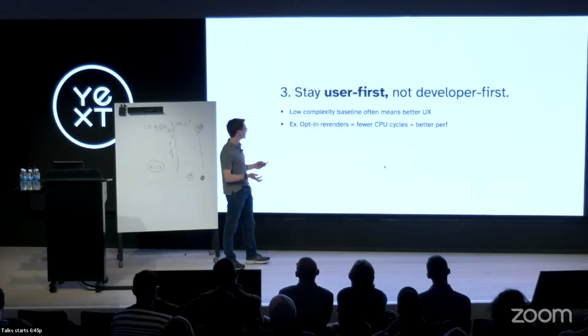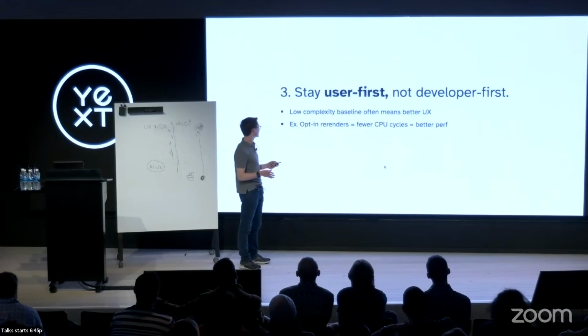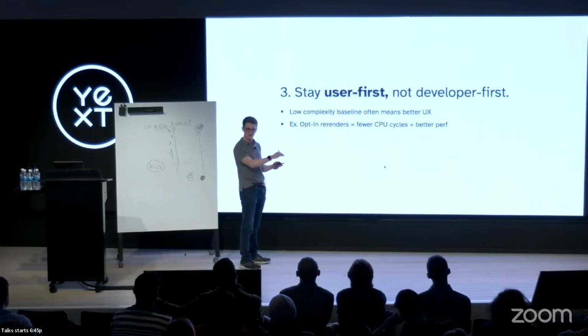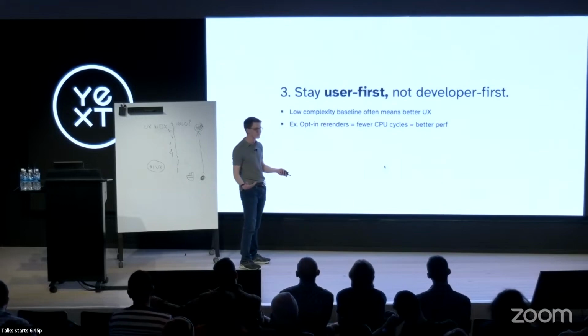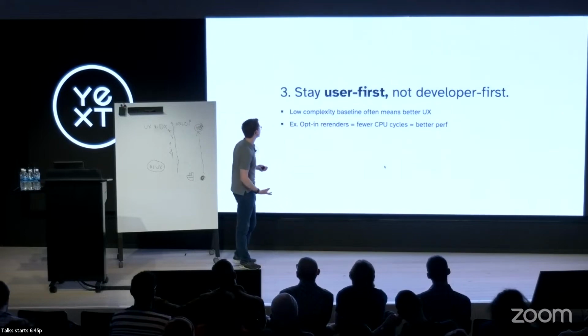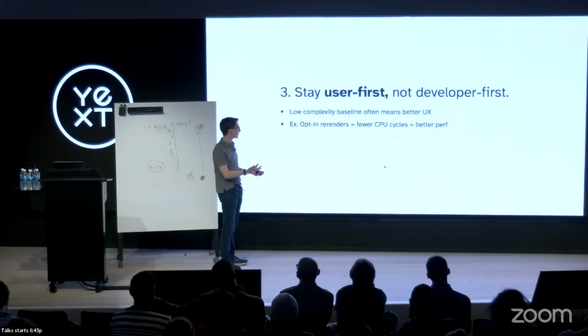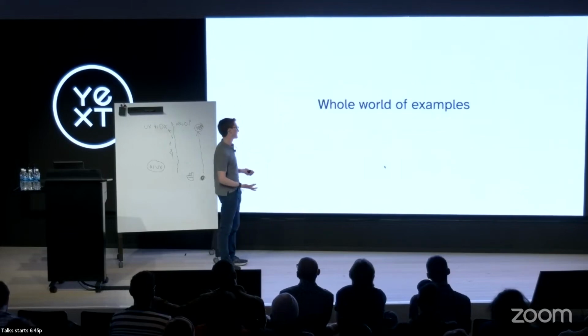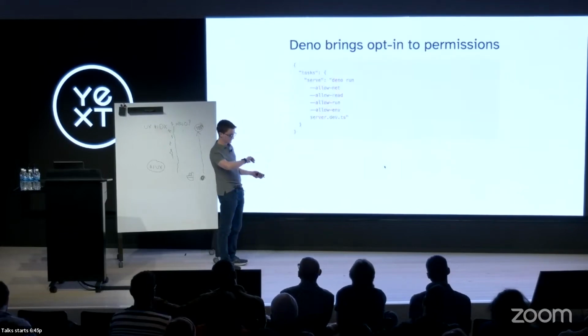And the third one is staying user first with that default. So a low complexity baseline usually means better user experience just because of performance a lot of the time, sometimes with security vulnerabilities as well. And one example of that, of course, is when you opt in to re-rendering parts of the UI, you get fewer CPU cycles, any number of work that your computer is doing, so low-powered devices, poor internet connections, you'll get better performance down the wire. So if you start with less complexity, you probably will just get there, but at least keep the user in mind. And there's a whole world of examples around it.